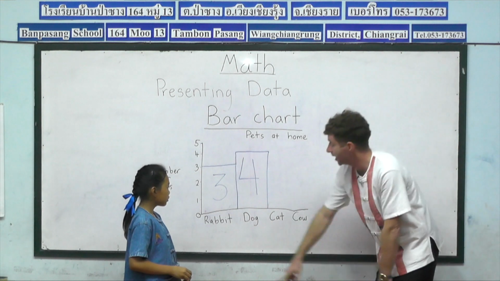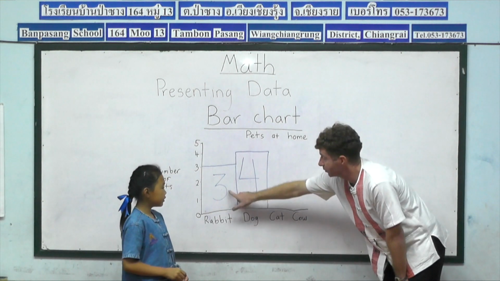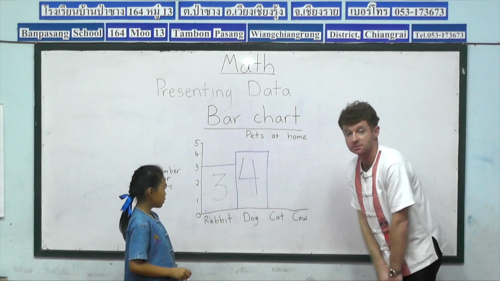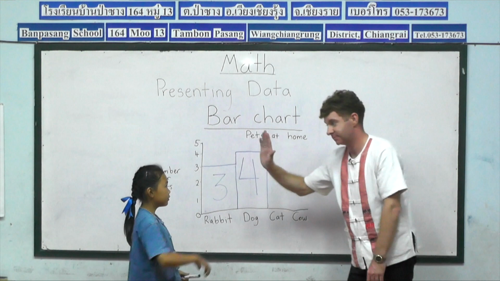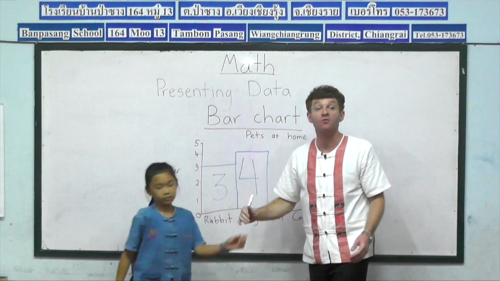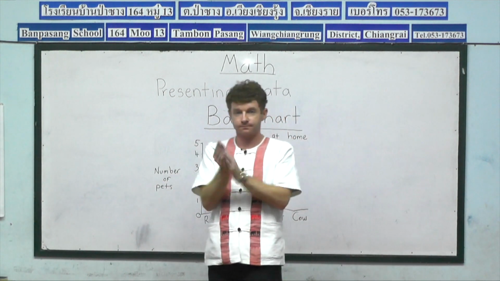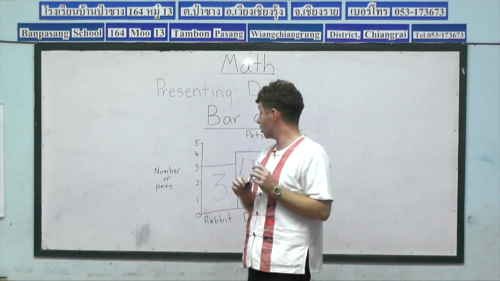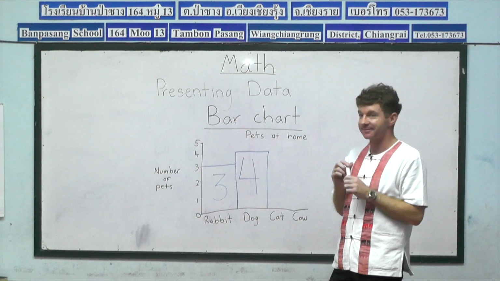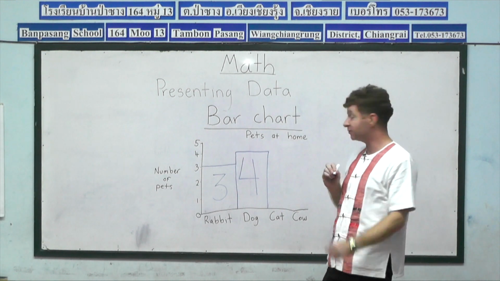So one more time, rabbits, 3. Dogs, 4. Nadia, excellent. High five, big round of applause for Nadia. Okay, so now we're going to look at our next pets. So we need a total for cats.